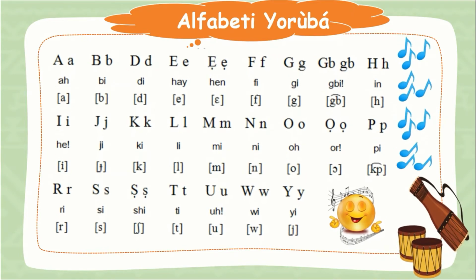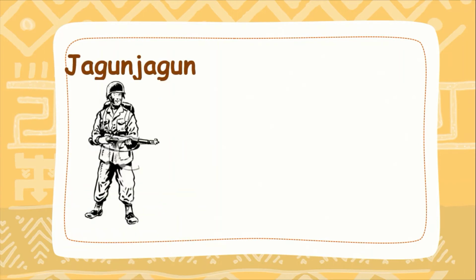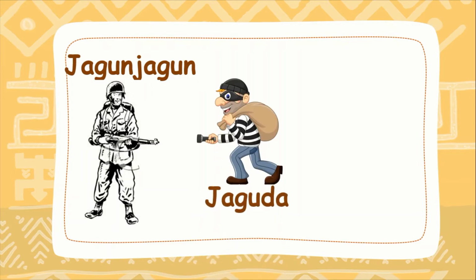Eshe dada yomo dada. Now the two alphabets. Gun. That's a soldier. Jagun. Jagunda, a thief.